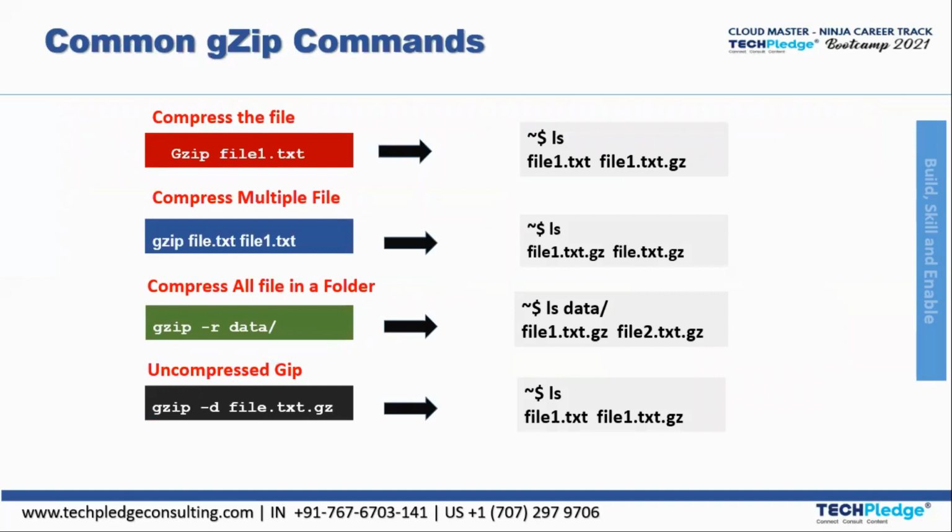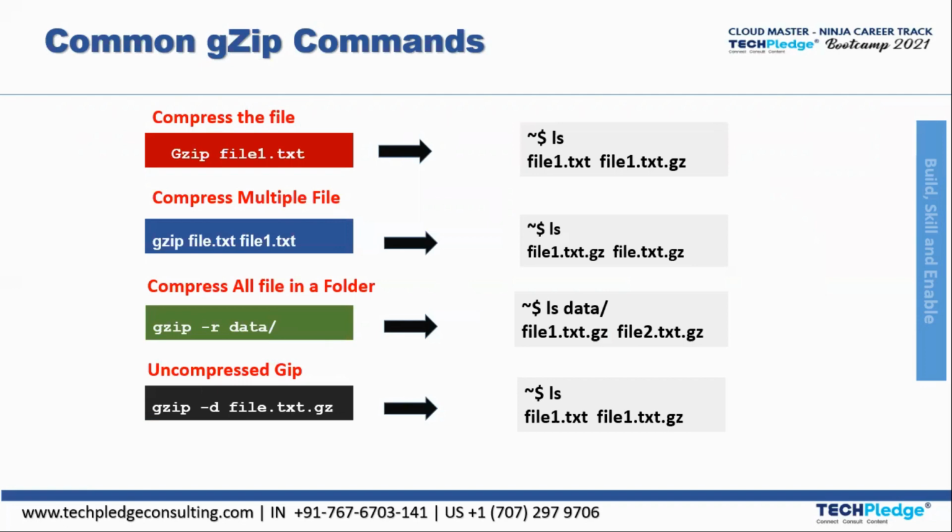And these are the common gzip commands. If you want to compress a file, you just write gzip file1.txt, which gives file1.txt.gz. So gz will create a compression. If you want to go for multiple files, you just write gzip and then your file names, file1.txt, and you give your different file names.